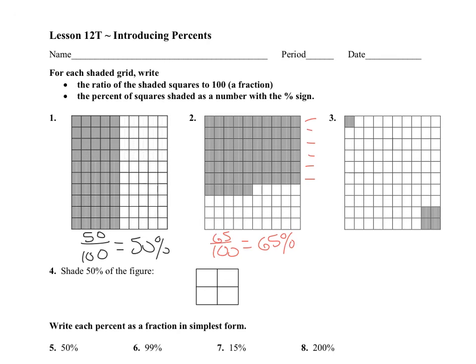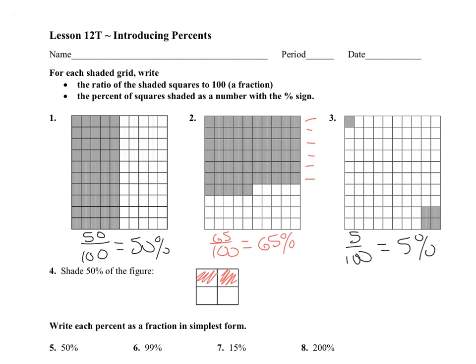For number 3, again, you'll notice that 5 out of the 100 little squares are shaded, so this would be 5%. For number 4, it says shade 50% of the figure. You'll notice that this figure has a grand total of 4 smaller squares that make up the 1 larger square. So to shade 50% of this figure, we would shade 2 out of the 4 little squares.